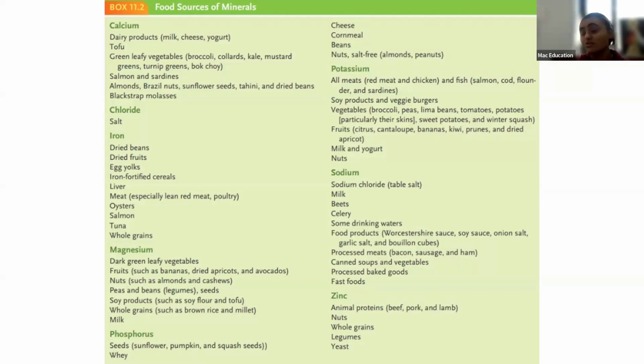Next are magnesium sources. From where does a person get magnesium? So dark green leafy vegetables, fruits such as banana, dried apricot, and avocados, nuts such as almonds and cashews, peas and beans like legumes, seeds, soy products such as soy flour and tofu, whole grains such as brown rice, millet, and milk. These are the sources of magnesium.